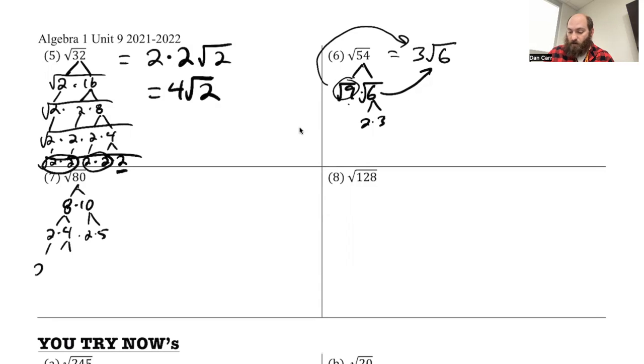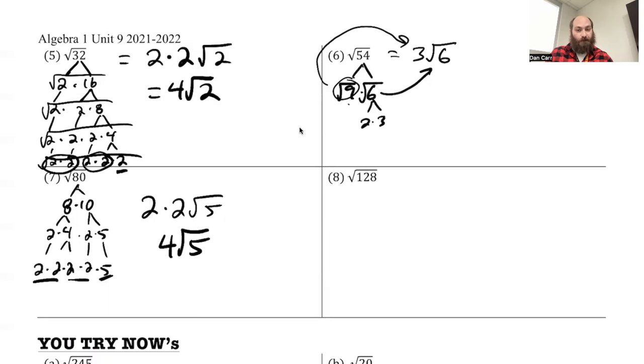4 splits up. 2 times 2. That 2 carries down. That 5 carries down. And again, I'm looking for pairs. So I have a pair of 2s and a pair of 2s. Okay, so that's going to give me a 2 on the outside and then a second 2 on the outside. And then radical 5 is all by itself. So that goes right there. So my answer here is 4 times the square root of 5.